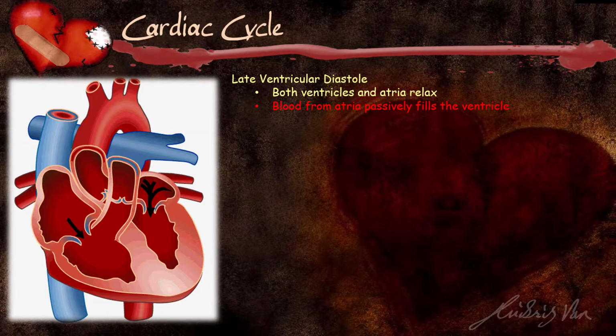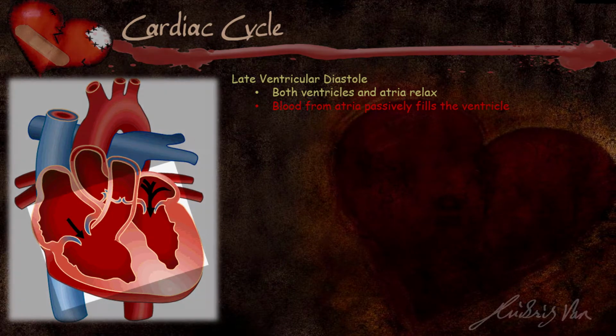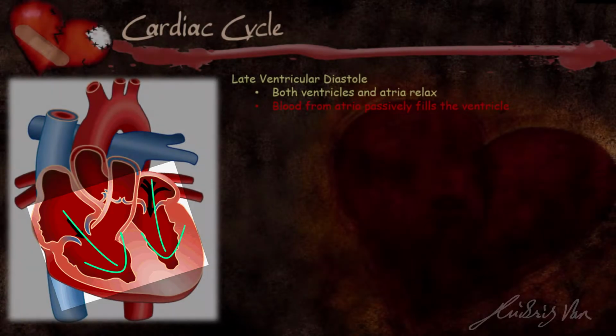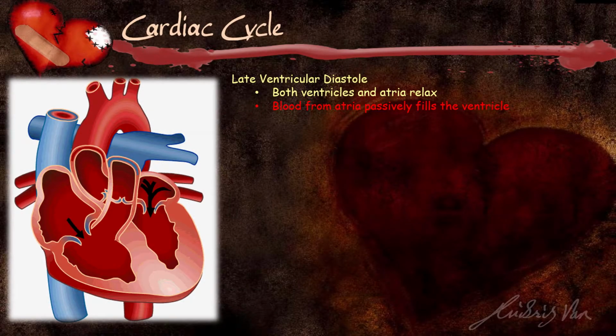Therefore, as the blood is entering the atria through the pulmonary vein or the vena cava, the blood will enter the atrium and then the blood will directly flow passively into the ventricle. Passively means that the muscle of the heart or the cardiac muscle is not pushing the blood into the ventricle. So they just flow into the ventricle passively.